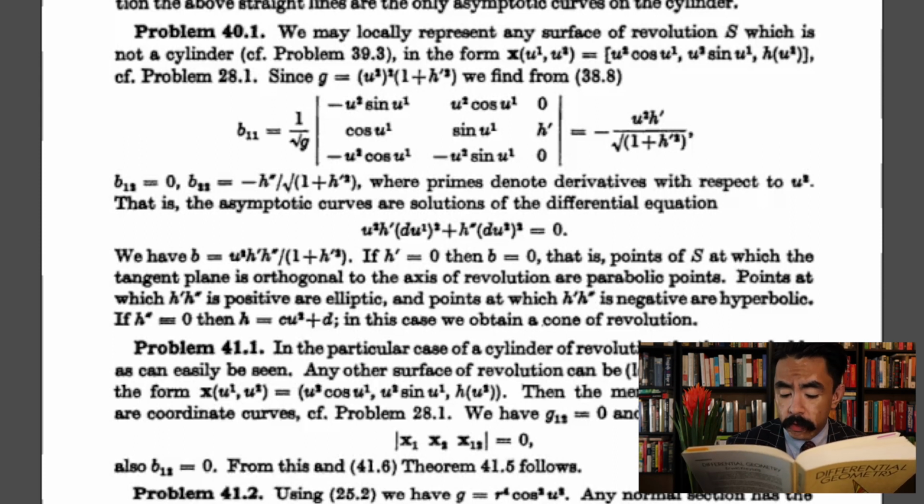We have that b, the second fundamental form, is equal to u2 times h double prime over the quantity 1 plus h prime squared. If h prime equals 0, then b equals 0. That is, points of S at which the tangent plane is orthogonal to the axis of revolution are parabolic points. Points at which h double prime is positive are elliptic, and points at which h double prime is negative are hyperbolic. If h double prime is identically 0, then h equals c times u2 plus d. In this case, we obtain a cone of revolution.